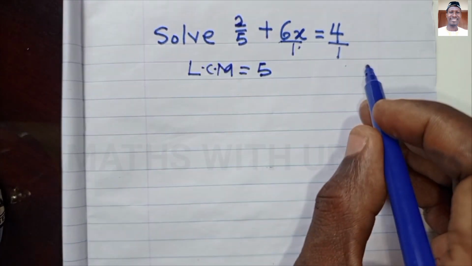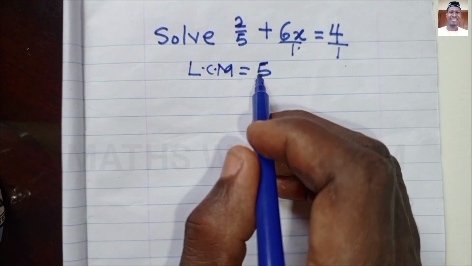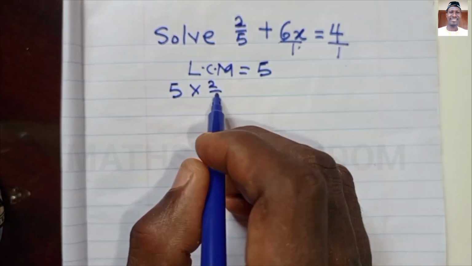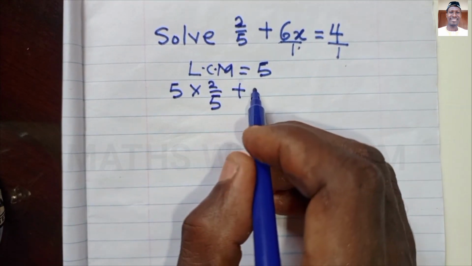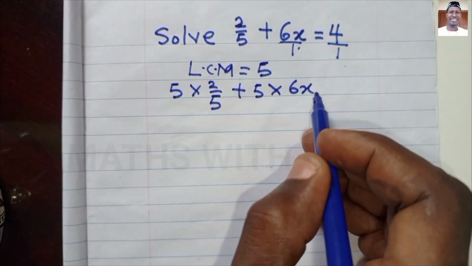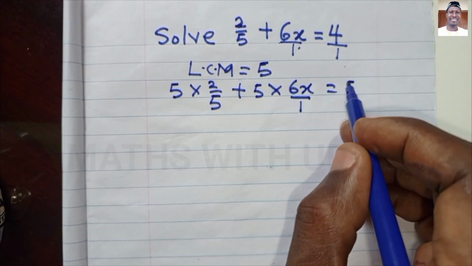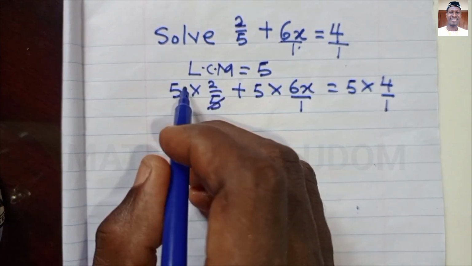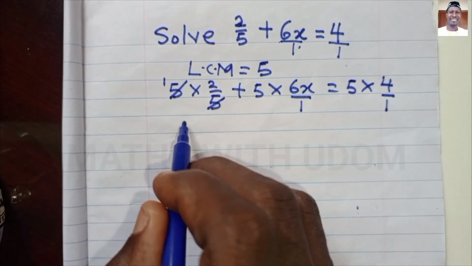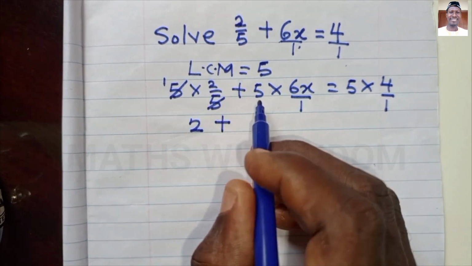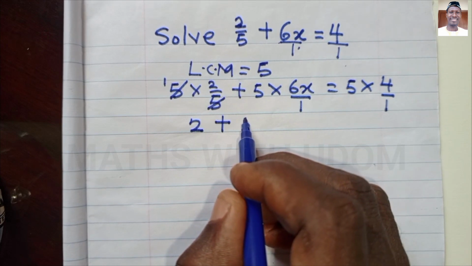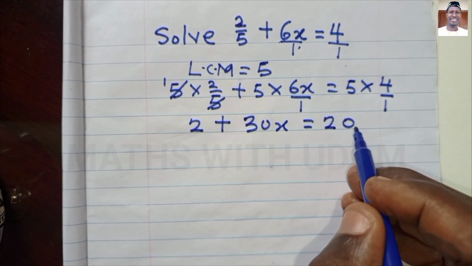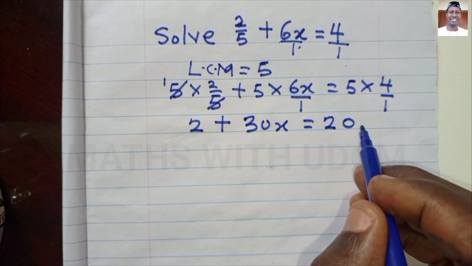Okay, then we multiply all through by the what? By the LCM of the denominators. So we have 5 multiplied by 2 over 5 plus 5 multiplied by 6x divided by 1 equals to 5 multiplied by 4 divided by 1. Okay, so 5 cancels 5. What is left here? 1 times 2 is 2, right? Plus 5 times 6x will give us what? 30x equals to 5 times 4 is what? Will give us 20.